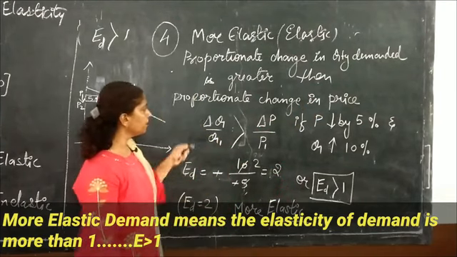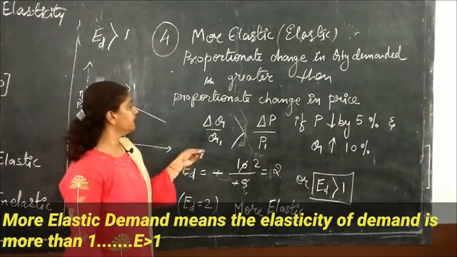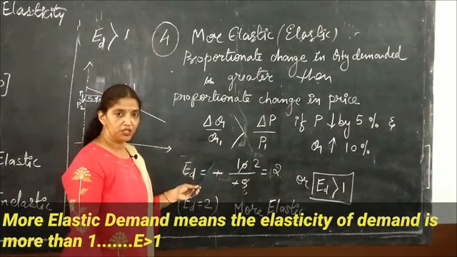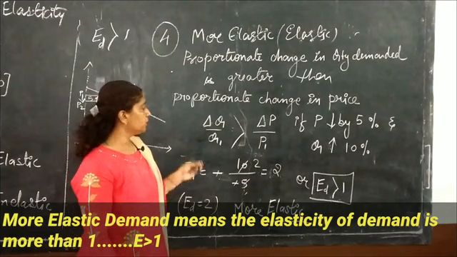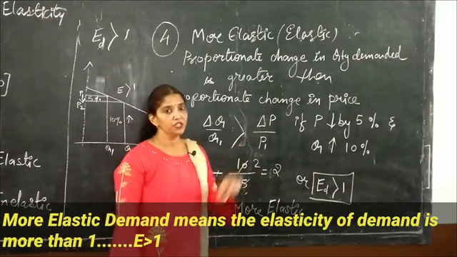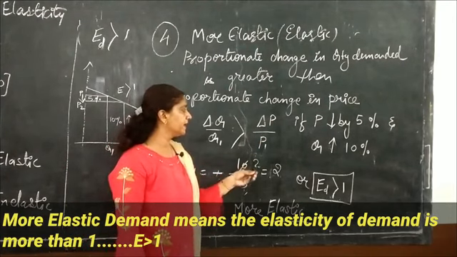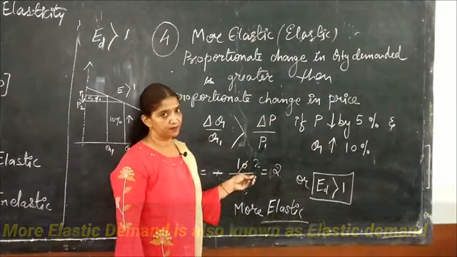Okay? Proportionate change in quantity can be calculated by change in quantity divided by initial quantity. It should be greater than proportionate change in price, and proportionate change in price can be calculated by change in price divided by initial price.